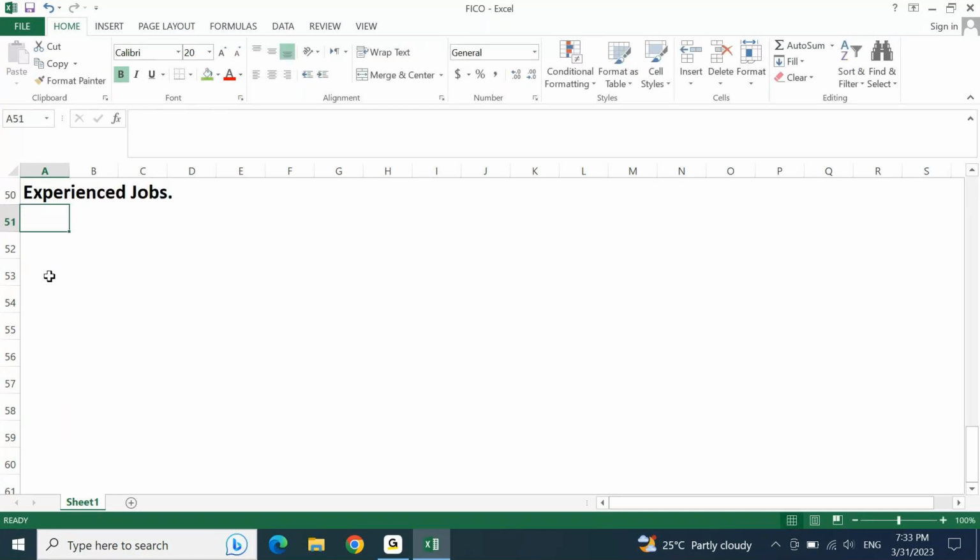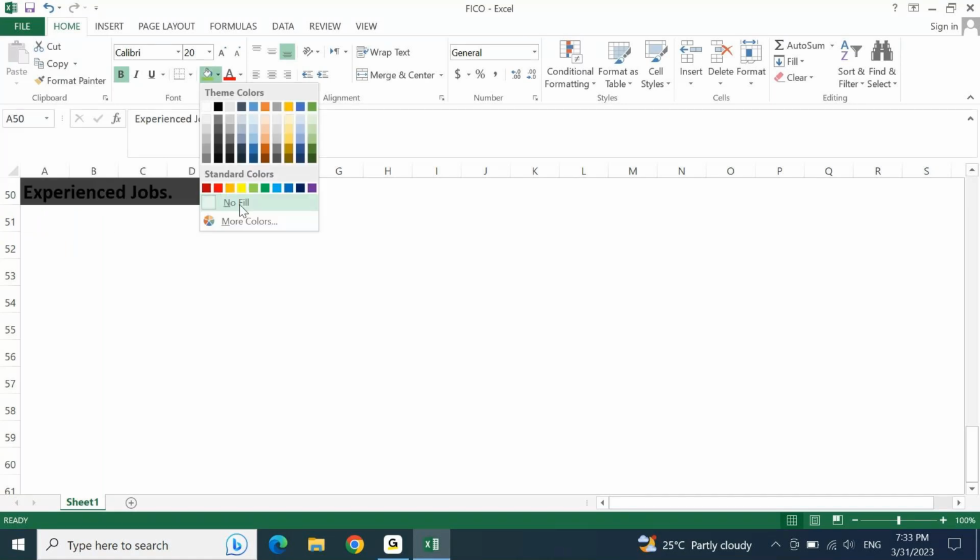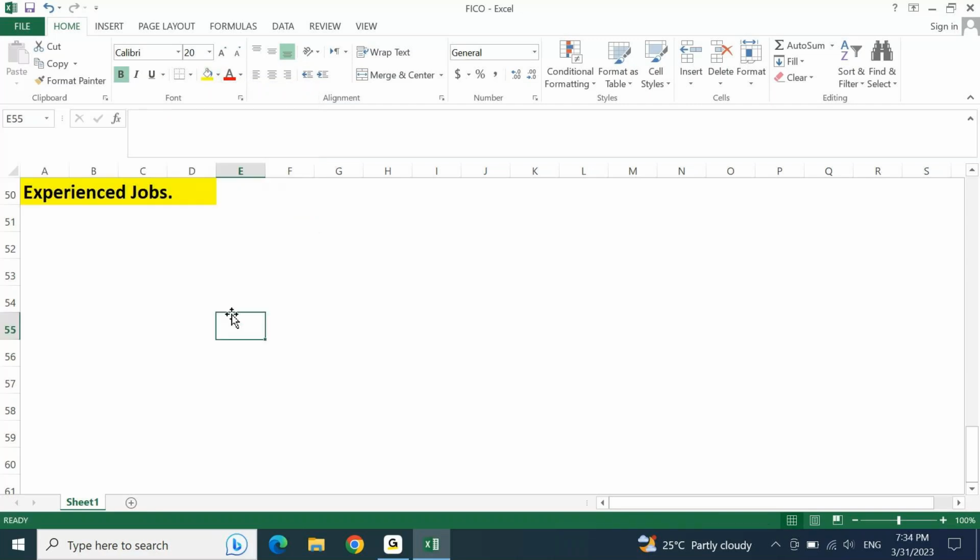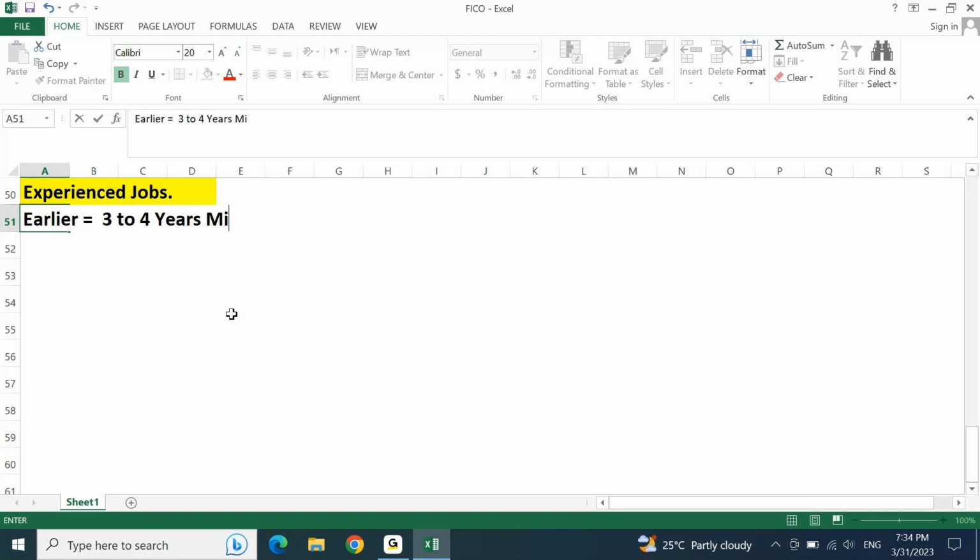Most of you have seen any job on the market, or if you Google, open any job portal, what is the minimum experience that people are expecting? 2 years. How many years? 3 to 4 years. But earlier, this used to be the minimum, 3 to 4 years, but now it is 1+.